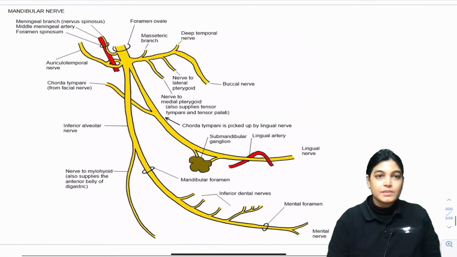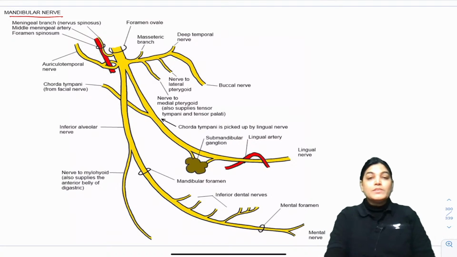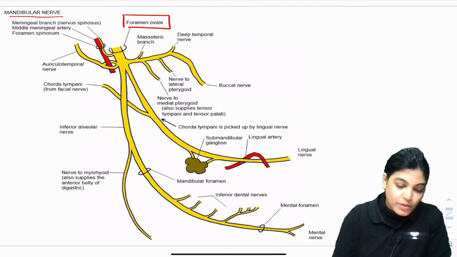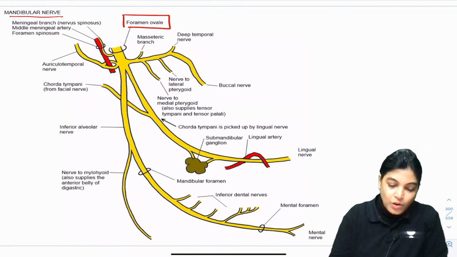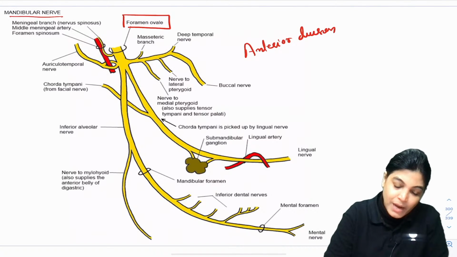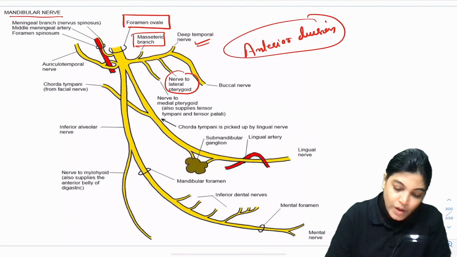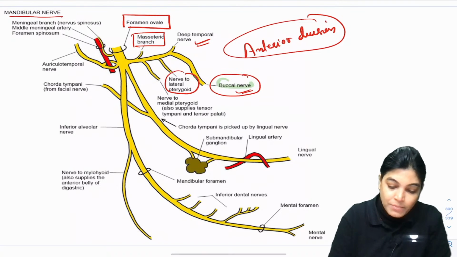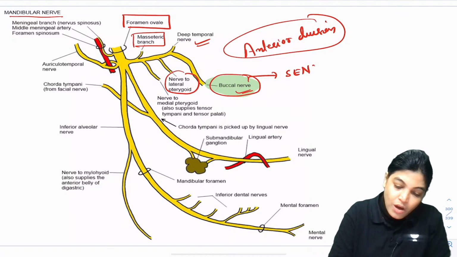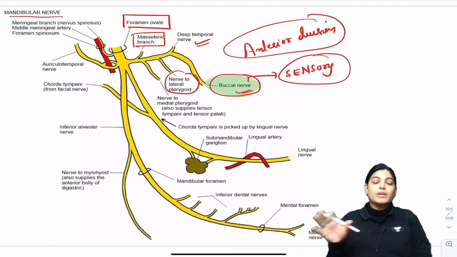See here, my dear aspirants, the mandibular nerve passes through the foramen ovale, that is known to you, and it gives the following branches from the anterior division. The branches of the anterior division are masseteric, deep temporal, nerve to lateral pterygoid and buccal. Among these only the buccal nerve is sensory, and the rest, that is the nerve to lateral pterygoid, deep temporal and masseteric, are all motor.